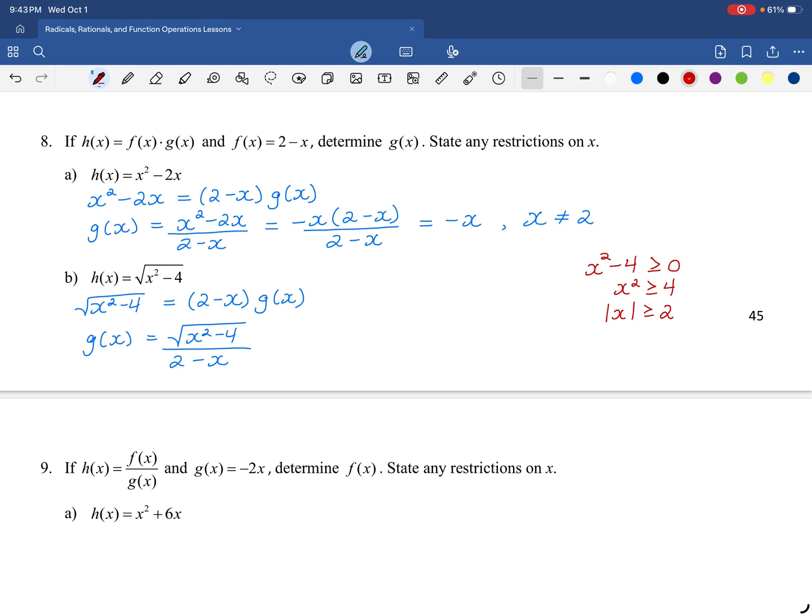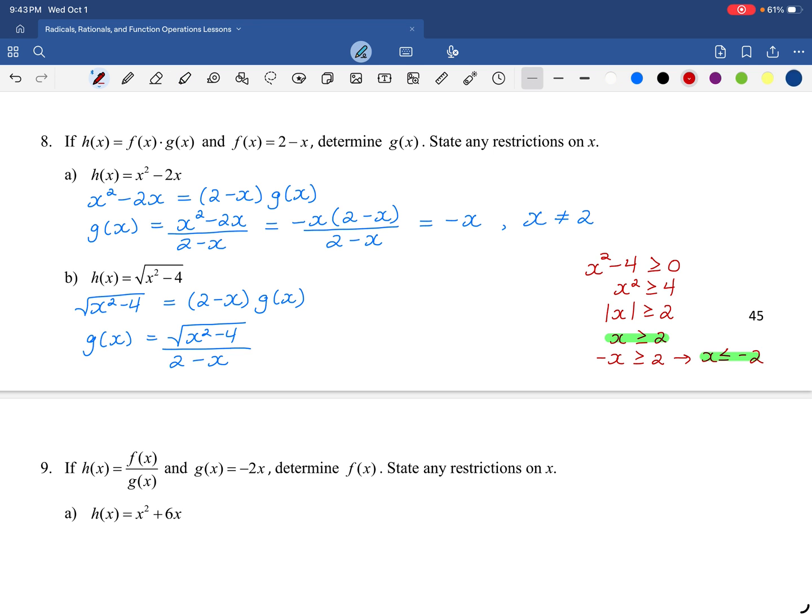So therefore, what are my two cases? Case 1, x is going to be greater than or equal to 2. Case 2, negative x is going to be greater than or equal to 2, which means that x is actually less than or equal to negative 2. So I'm just going to highlight these. These are the ones I'm considering.